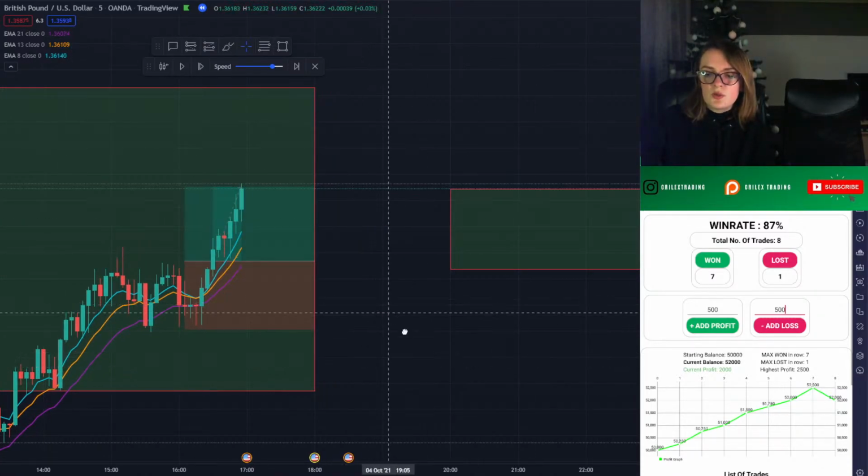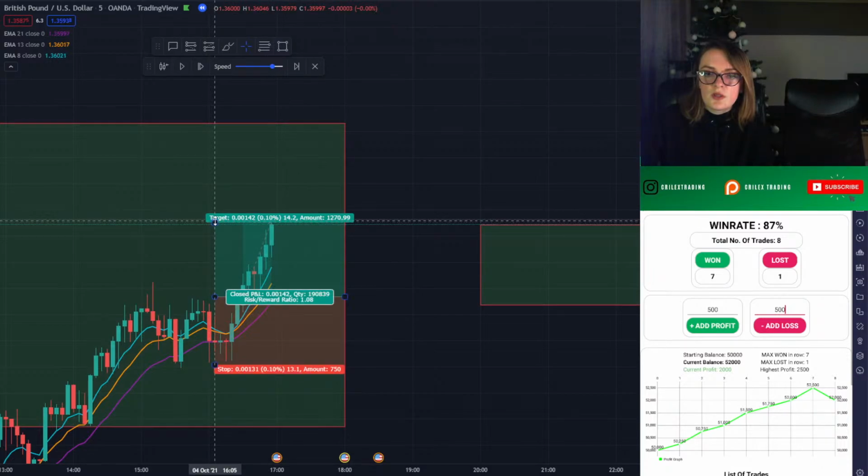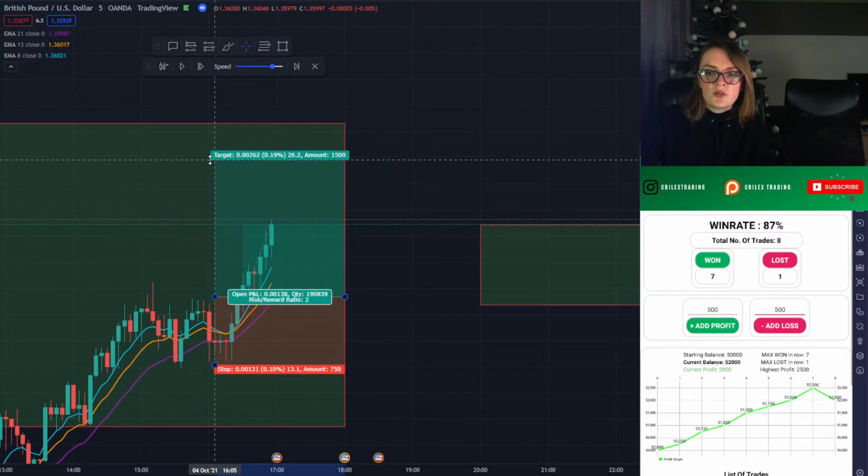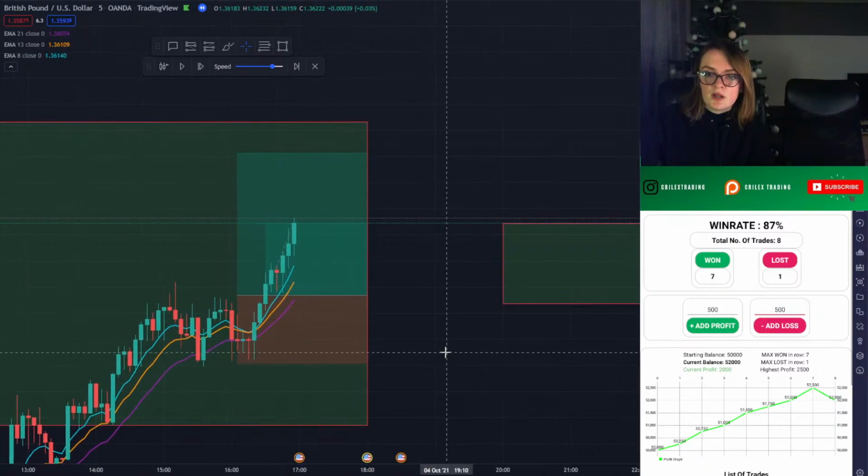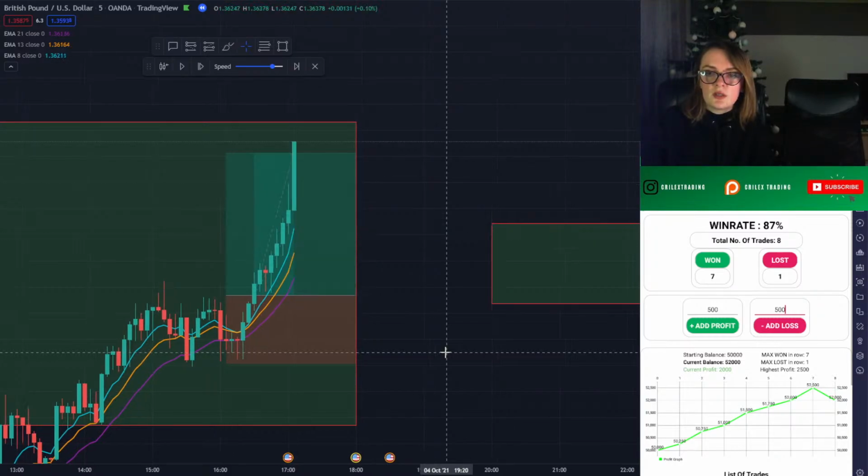Okay, so the 1-to-1 position was closed now. And we are going to set the second target to 2-to-1. And of course, the stop loss is at break even now. So we are going to look for scalings also, if we get any.